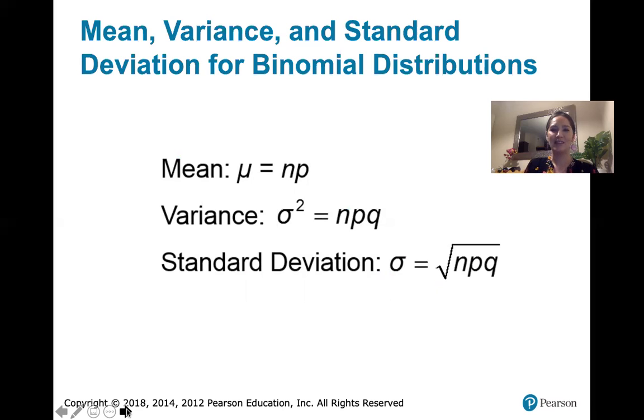So let's say there were 30 true-false questions and you were guessing. The question is, what's the mean number of questions that you could expect to get correct if you had 30 true-false questions and you had a 50-50 shot of getting each of them correct? We just take 30 and multiply it by half. You'd expect to get half of them correct, and then you would get 15.